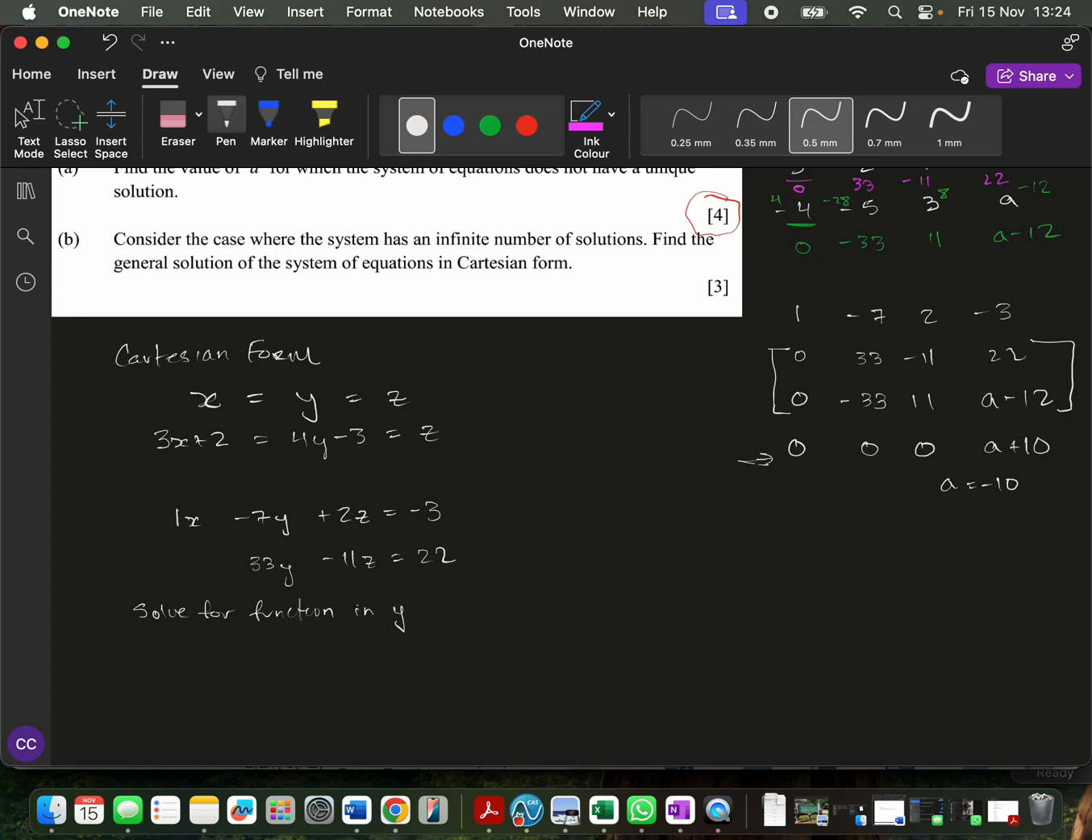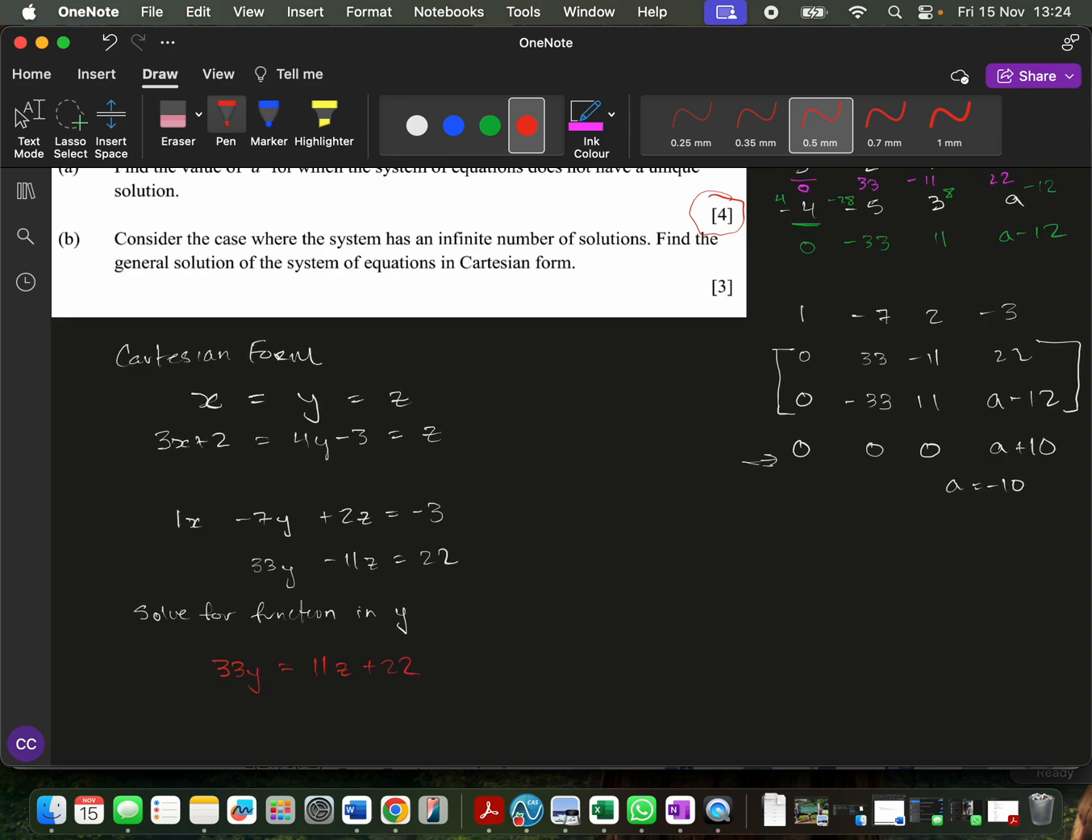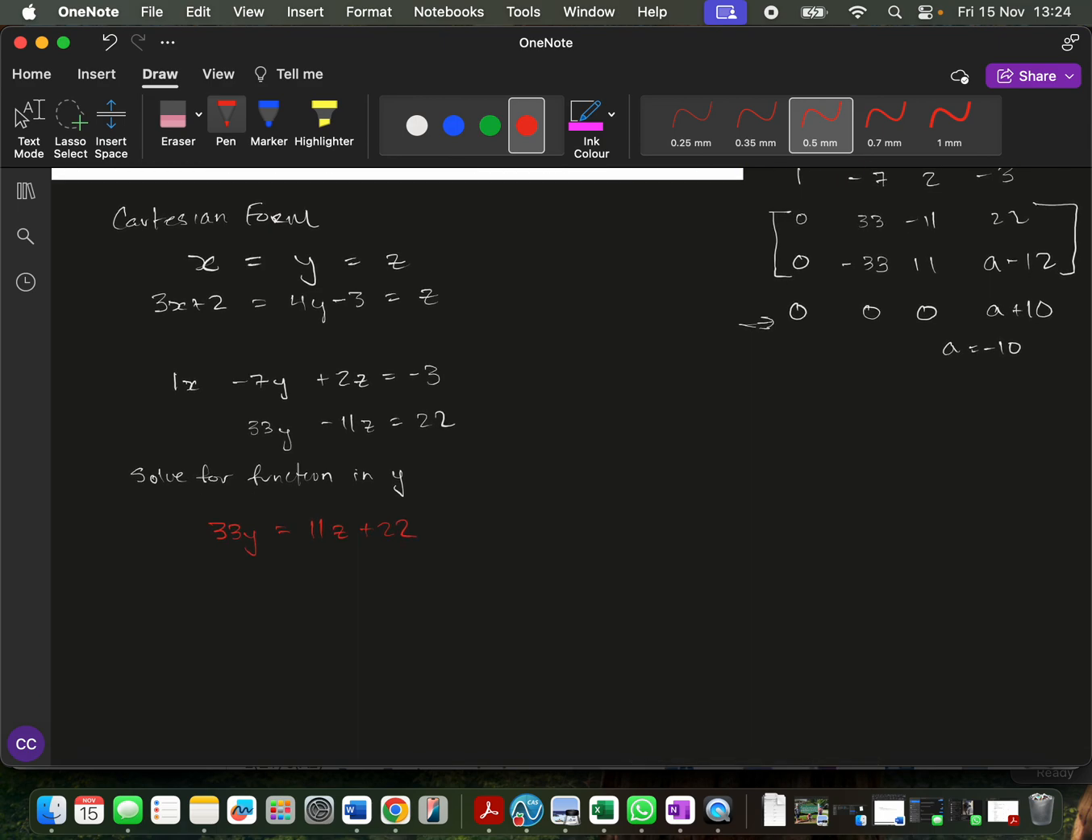So when I solve for y, this is going to be 33y is equal to 11z plus 22. At the end of the day, I want just to have z on one side. So in order to do that, I'm going to do 33y minus 22 is equal to 11z. Then I'm going to divide by 11, and I'm going to get 3y minus 2. So already we have the start of this function: 3y minus 2 is the same as z.